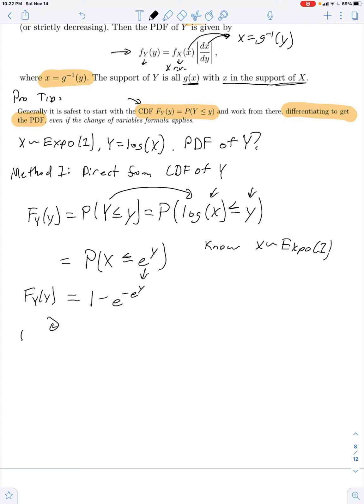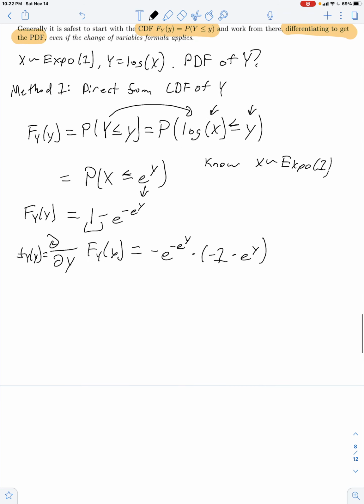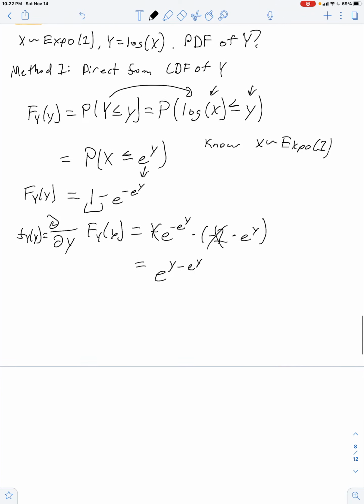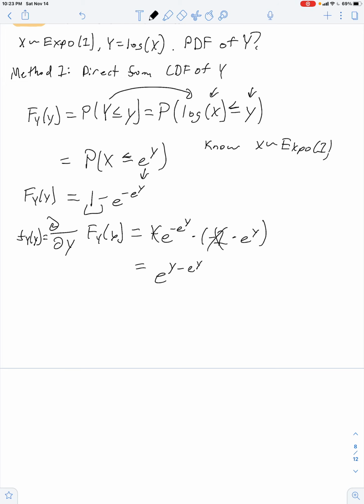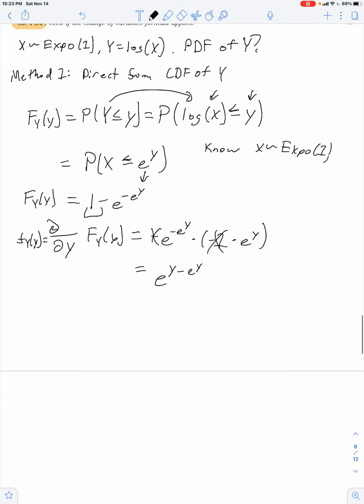And then all I do to get the PDF is take a derivative with respect to y of the CDF. I take a derivative, that 1 goes away. The minus 1 sticks around, but the derivative of e to the anything is just e to that thing. But by the chain rule, I also need to multiply by minus 1 times e to the y, which gives me, when these minus 1's cancel out, e to the y times e to the minus e to the y, just using properties of exponents. And then all I need to do to finish up is think about what the support is.